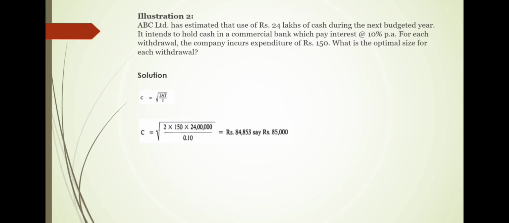The second problem that we have is: ABC Limited has estimated the use of rupees 24 lakhs of cash during the next budgeted year. It intends to hold cash in a commercial bank which pays interest at the rate of 10% per annum. For each withdrawal, the company incurs expenditure of rupees 150. What is the optimal size for each withdrawal?